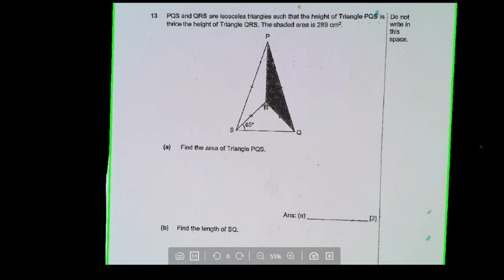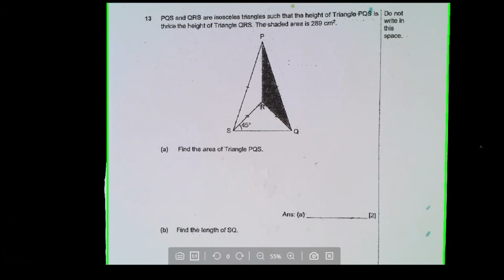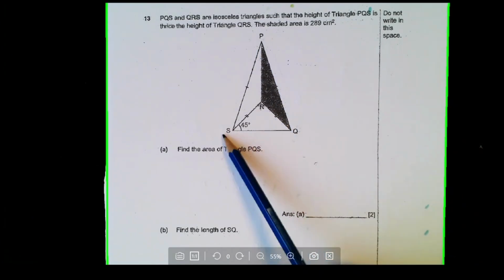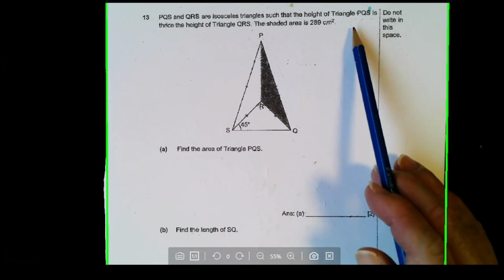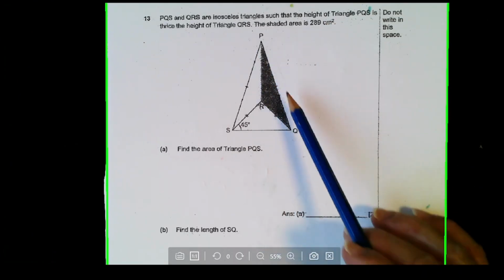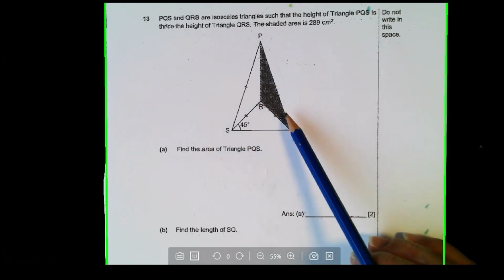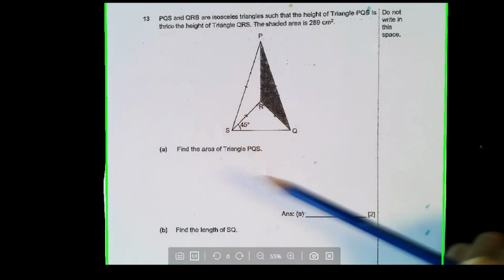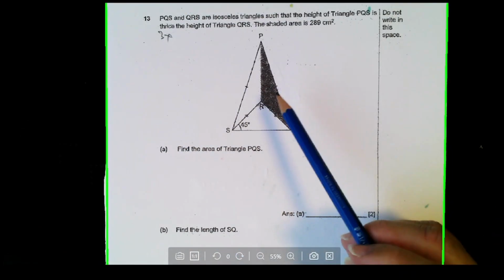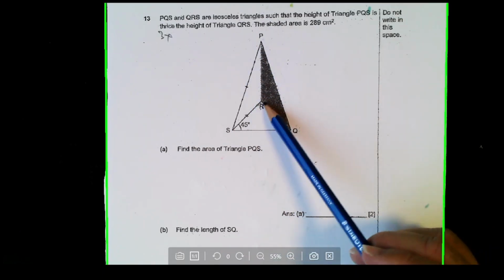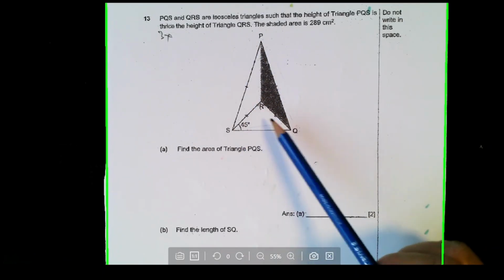Okay, so you've read the question. So let's start. Find the area of triangle PQS. PQS, that is the big triangle. Okay, we know that the height of PQS is 3 times, thrice means 3 times, the height of triangle QRS, the small triangle.